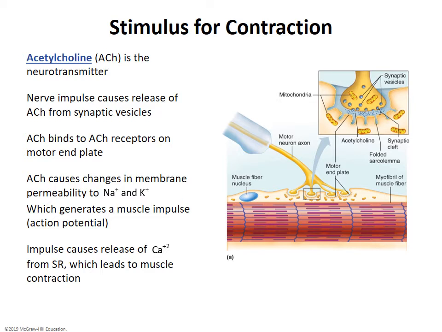Once this acetylcholine is released, this neurotransmitter is released, it's going to bind to receptors on the motor end plate, that little specialized sarcolemma just below the synaptic bulb. Once it does that, there's going to be a change in the membrane potential, the ions that are on either side of it, causing an electrical charge to be passed along the sarcolemma.